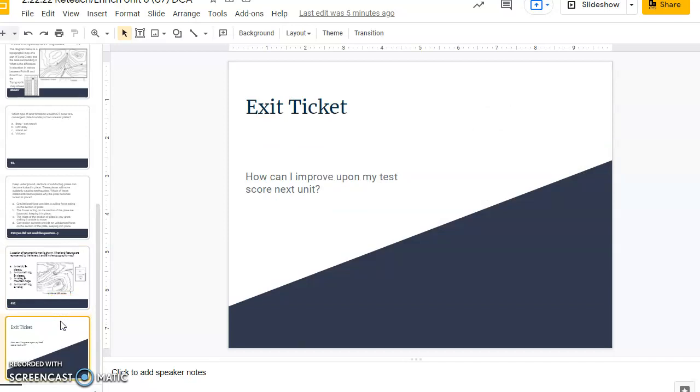And for that test score, we want it to be more concrete. Do we need to review our notes better? What do we need to do overall to help us improve? And I want you to be specific.